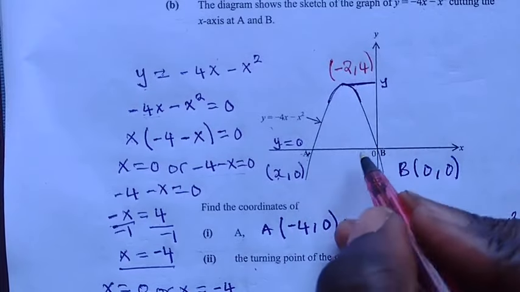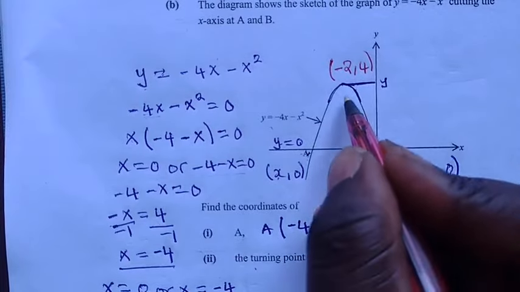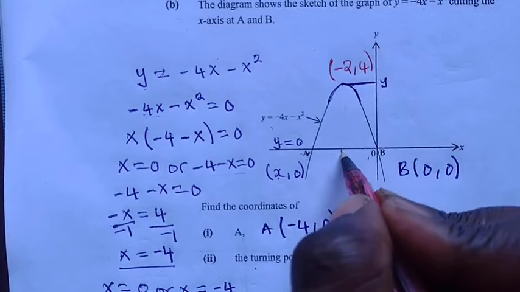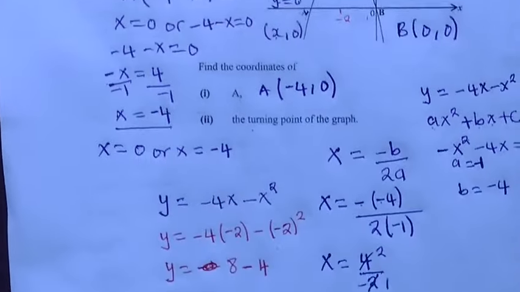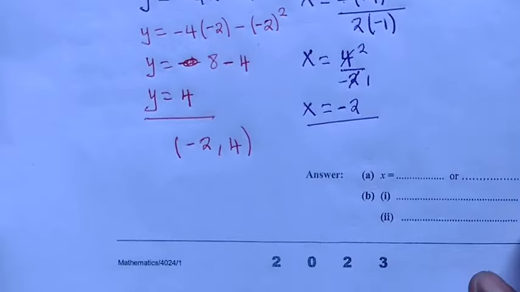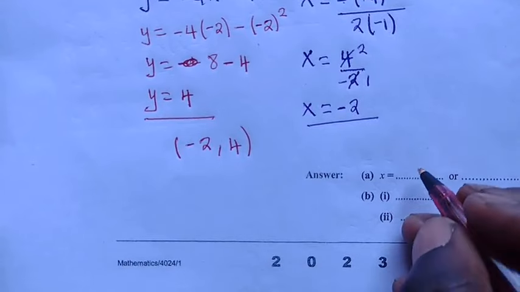Indeed, you can see that here we have the x coordinate. When you come down here, it will be negative 2. When you go this side, it will be 4. So this is how you answer this question. So we just write our answer here.